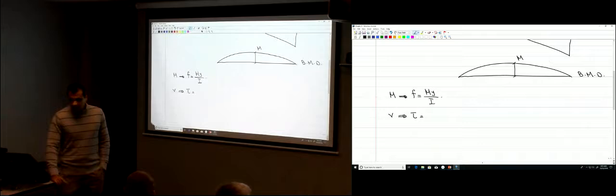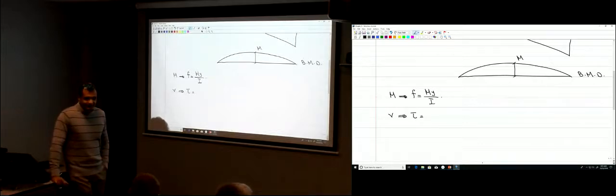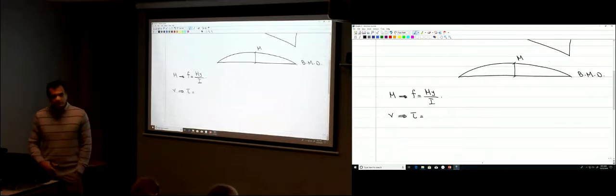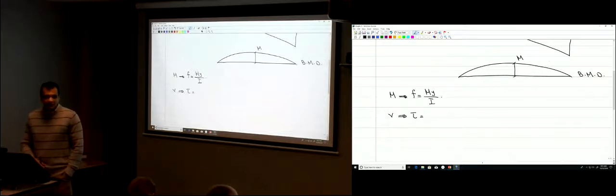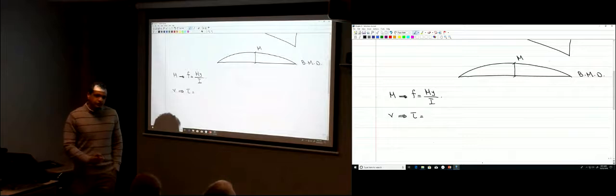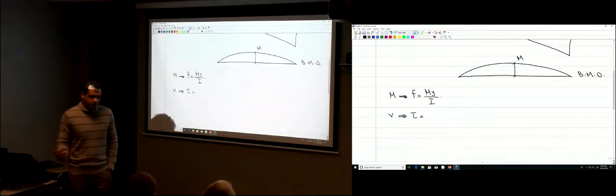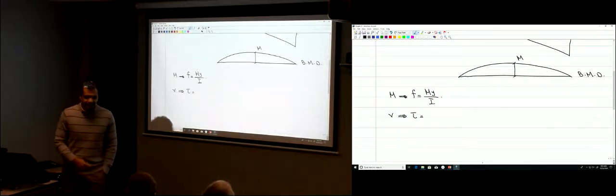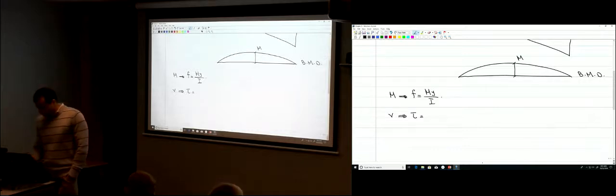V. So tau. How much is tau? According to what you learned in mechanics of material, you have a shear force, you're going to have shear stress. Something over JG, I think. Little close, okay? So it's VQ over IB.